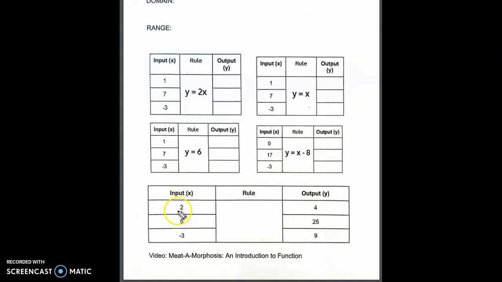So they gave us a 2 and out came a 4. They gave us a 5 and out came a 25. They gave us a -3 and out came a 9. And then they defined the rule as being y equals x squared. Remember, the rule has to apply to all of the inputs, and we have to get all of the outputs. And that was the notes for Meat-A-Morphosis.